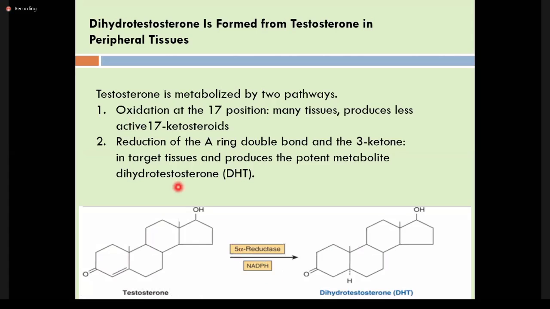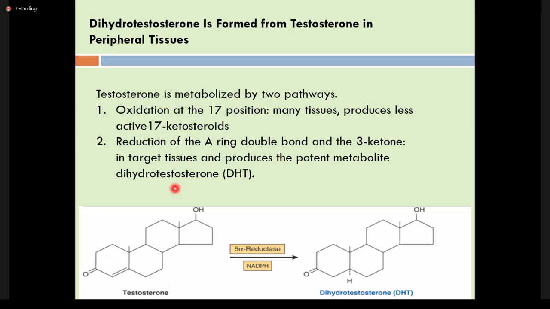Okay. So we have oxidation at position 17 in many tissues, as we mentioned before, to produce less active ketosteroids, and we are not interested in this. It's the process of metabolism of the testosterone and the reduction of the double bond and the 3-ketone position in the target tissue to produce the potent metabolite, which is dihydrotestosterone.